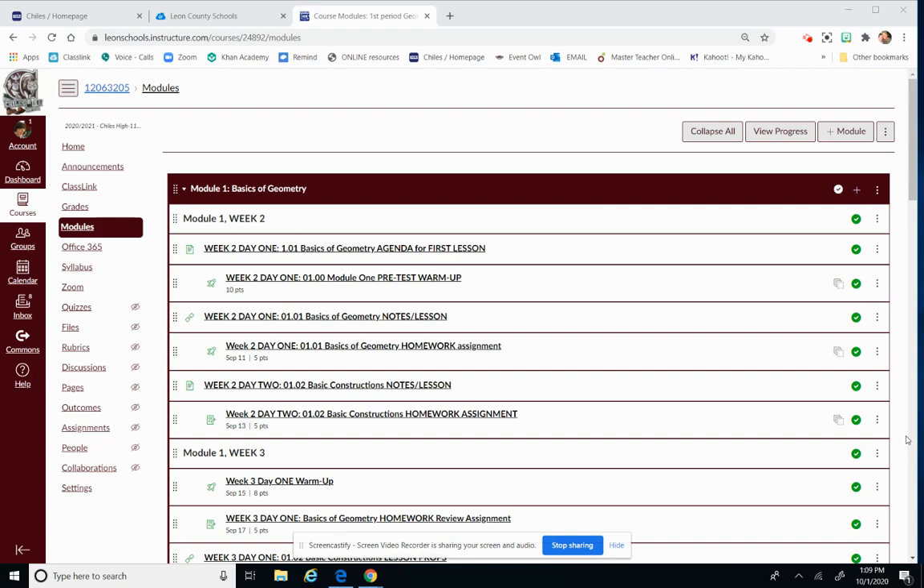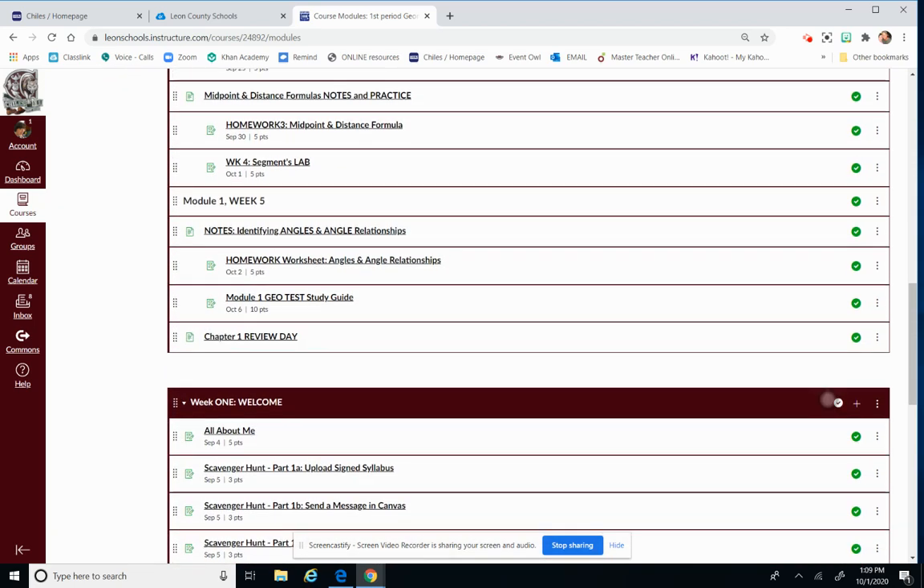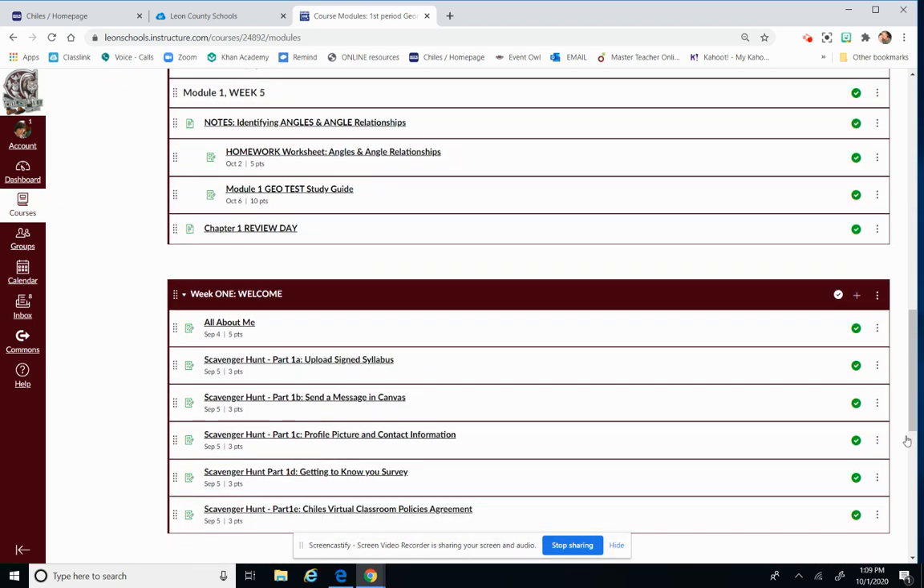All right, so go into your computer, go into Canvas, click on modules. When you're in modules, go ahead and scroll down to where you see where it says Chapter 1 Review. So we're going to click on that, and this is everything that you need to know for today. You're going to need some earbuds, some AirPods, or maybe some headphones.